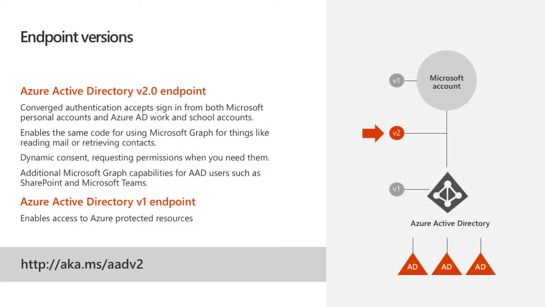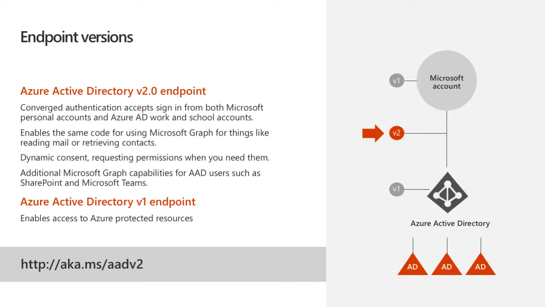Now, let's talk a little bit about these endpoint versions that are available to us. I already mentioned a little bit about the v1 endpoint, but let's talk more about the v2 endpoint here. The challenge with the v2 endpoint is that it does introduce some breaking changes to the protocols, and this is why it's called a v2 endpoint, because the protocol is different and requires new client library implementations.